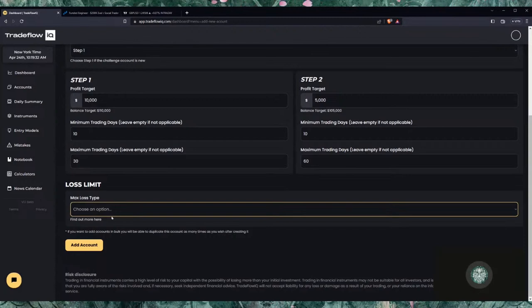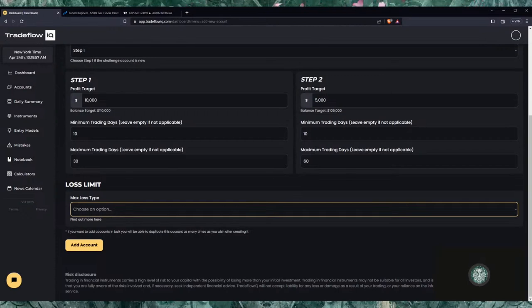For max loss type, you can have trailing threshold, right? That's going to be like your step ones. I'm not 100% sure if there's a way to lock it, because I know I discussed this in my last video. On some of those one-step challenges, when you're up a certain percentage, your trailing drawdown locks at the initial balance. So I have to figure out if that capability is available within this journal.